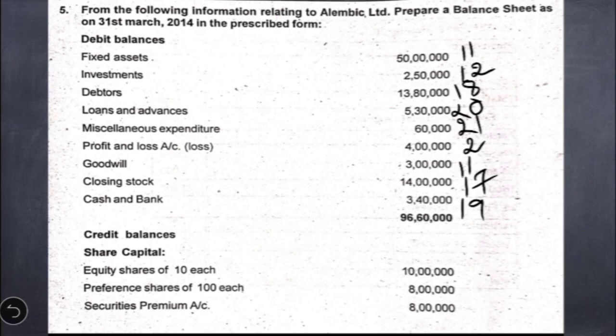Okay. Then they have given credit balances. First one is equity share capital. We have to show that in note number 1, that is under share capital. Then preference share capital also, they have given 8 lakh. Again that should be shown under share capital, note number 1. Then securities premium we have to show in note number 2, that is under reserves and surplus. Then they have given secured loans. It should be shown under long-term borrowings, note number 3.